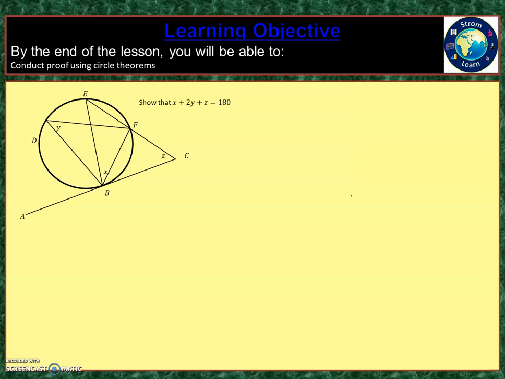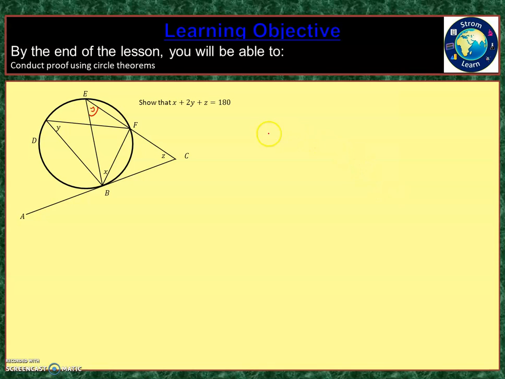Okay, so what can I do? Well, if I use angle BDF, which is the y, I can say that's equal to angle BEF, so this one up here. And that's because they're angles in the same segment. That was circle theorem number 3. And that's because both of them have vertices on B and F, that chord BF. Now it says show that, so we need to write some of this down. And it might turn out I don't need that angle, but it's not a bad place for us to begin.